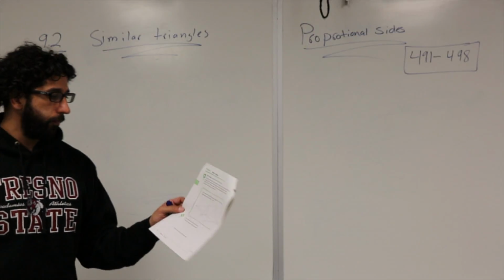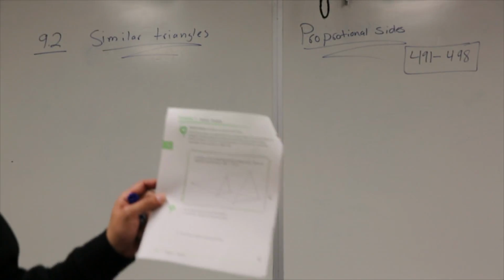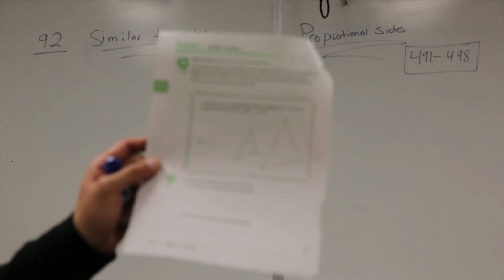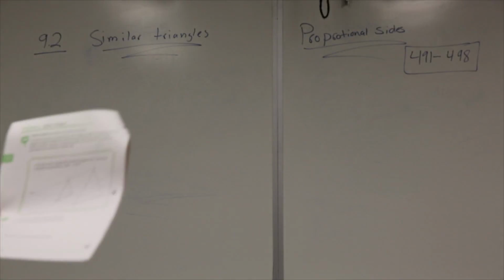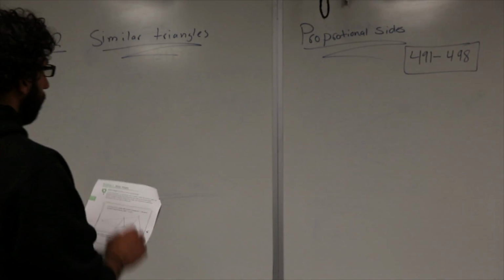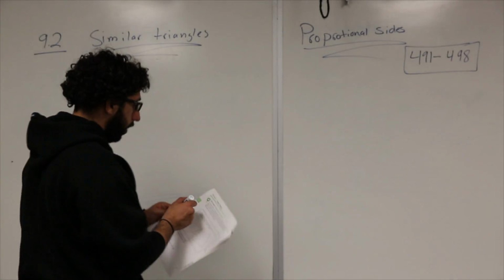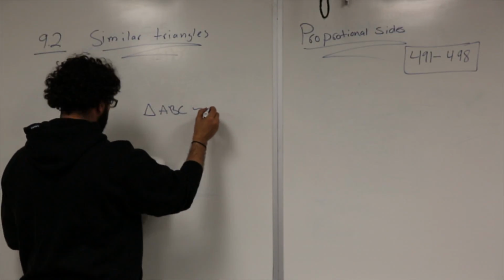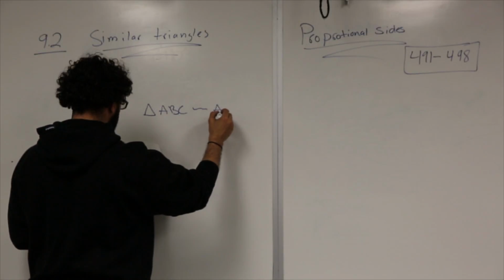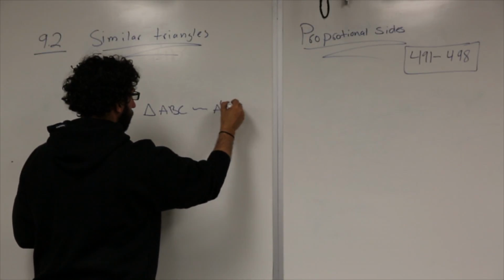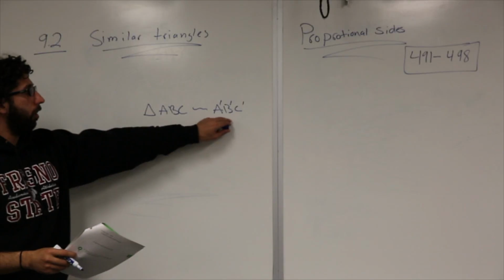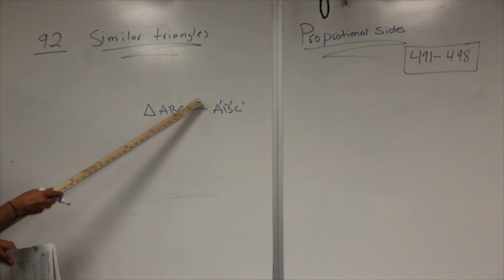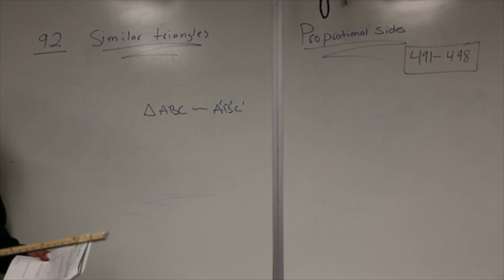Now, the triangle in front of you, this one right here, is two triangles that are dilated. And they are similar triangles because they have this written. Again, that little dash right there means that's a dilated one, okay?